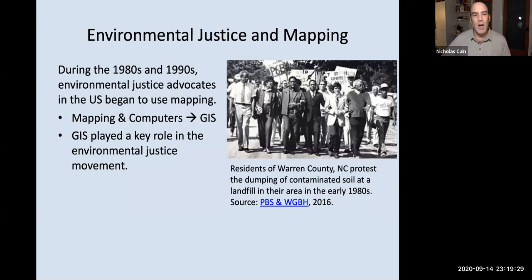Jumping forward about 130 years, GIS began to be used. GIS built off mapping technology, off paper maps. One early application of particular interest to those of us in the policy analysis field is its use in the environmental justice world. In the 1980s and 1990s, environmental justice advocates in the US began to use GIS mapping to show relationships between low-income neighborhoods and pollution.